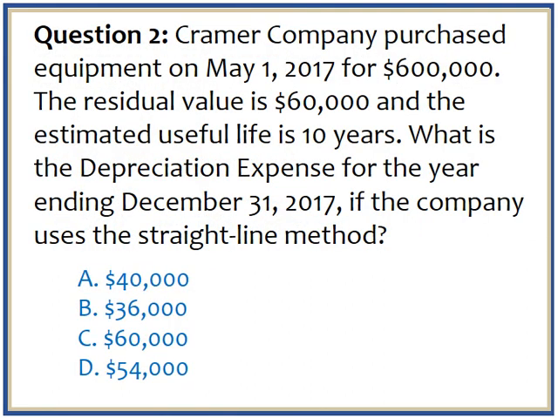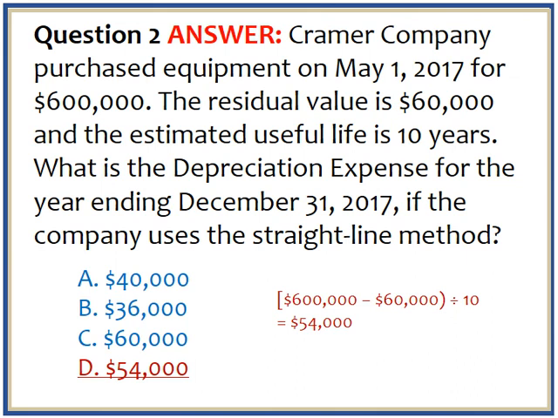The second question reads, Kramer Company purchased equipment on May 1, 2017 for $600,000. The residual value is $60,000 and the estimated useful life is 10 years. What is the depreciation expense for the year ending December 31, 2017 if the company uses the straight-line method? The choices are $40,000, $36,000, $60,000, or $54,000. The answer is $54,000. To get this answer, we need to calculate the depreciable cost, which is $600,000 minus the $60,000 residual value, and divide that total by the 10-year estimated useful life of this asset, so we would get $54,000 per year as the answer to this question.